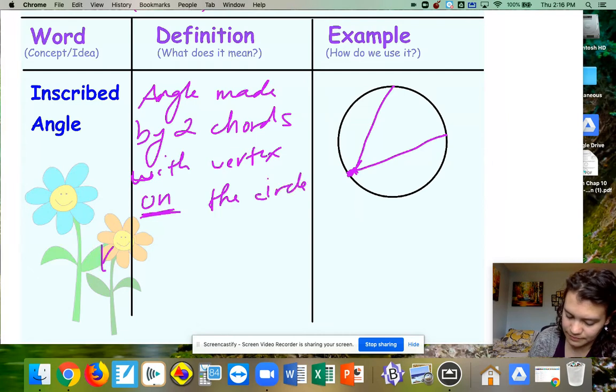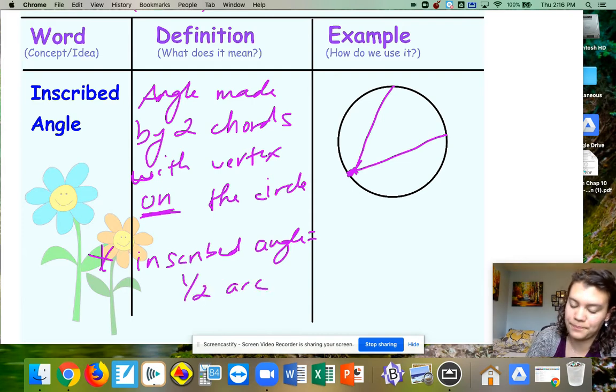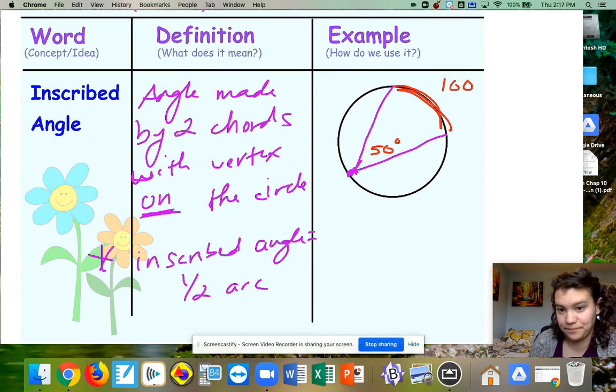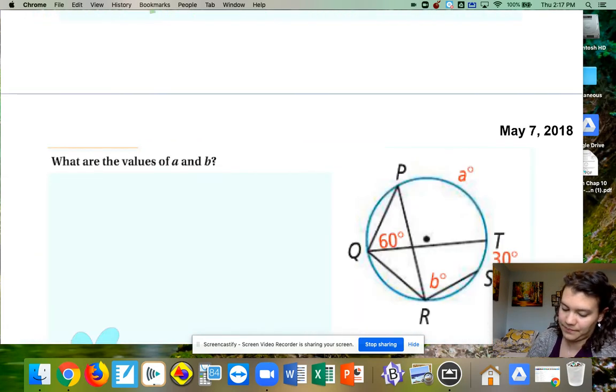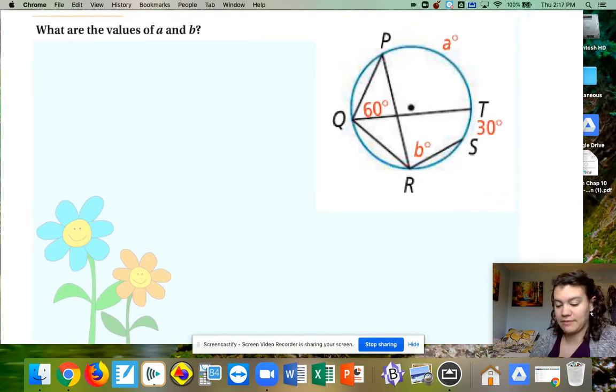A note: an inscribed angle is equal to half the arc. So if this arc right here was 100, this angle would be 50. All right, so how do we use that?